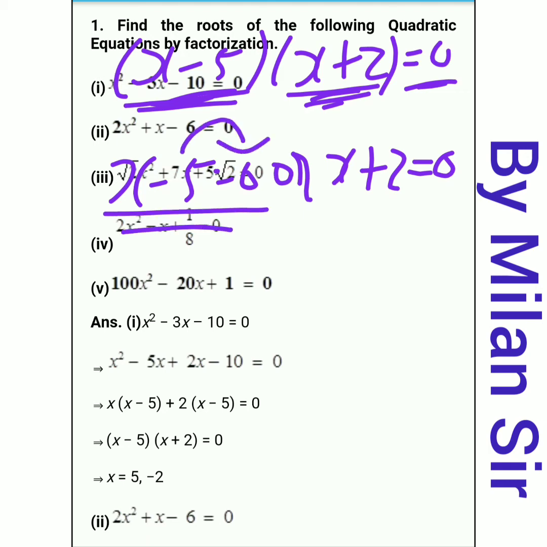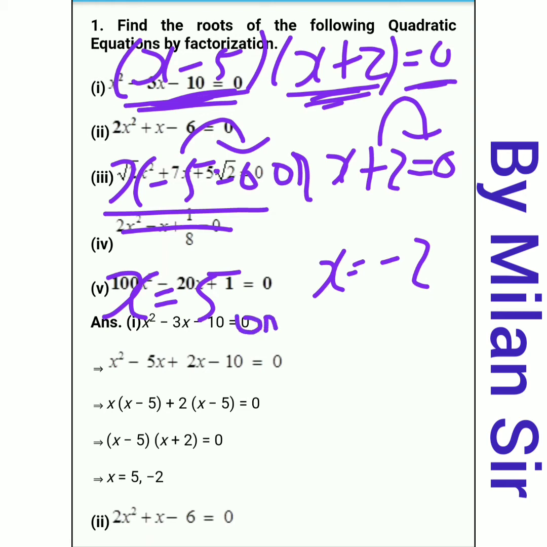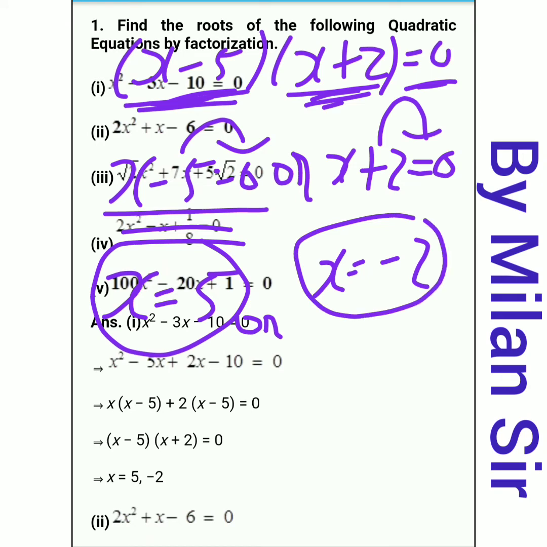Transfer this 5 to the right hand side, it becomes +5. And here transfer this +2 to the right hand side, it becomes -2. Okay, so x = 5, otherwise x = -2. This is called roots of equation, solution of equation, and zeros of equation. All these three terms are the same. Okay, roots of equation, solution of equation, otherwise zeros of polynomial.